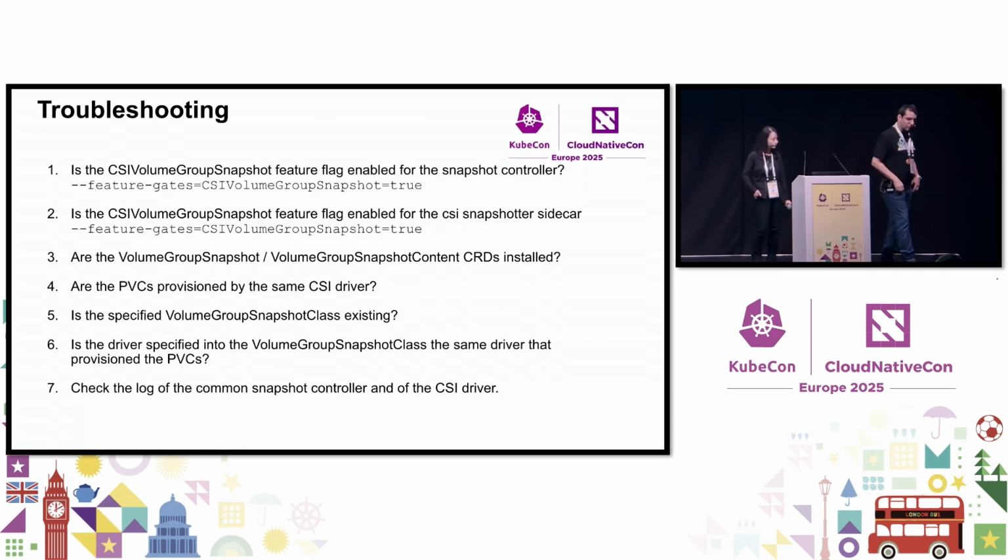And if something doesn't work, OK, we need to know that this is a beta feature now, and we need to check the feature gates to be enabled. There are feature gates in the common snapshot controllers. There is a feature gate in the CSI snapshotter sidecar. And then we need, obviously, the CRD to be installed. And we need to check that the PVCs can really be snapshotted together at the same time. At least they need to be provisioned by the same CSI driver. And that CSI driver is the one that should be referred to in the VolumeGroupSnapshot class. OK, I checked everything, but it still doesn't work.